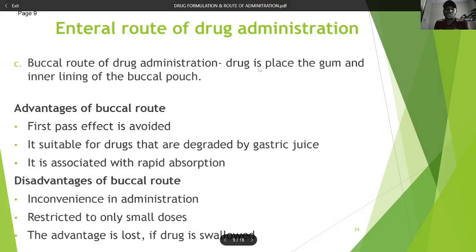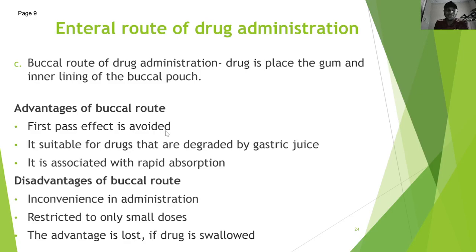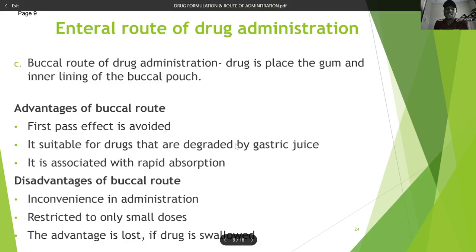Another route of drug administration is the buccal route: the drug is placed just beside the gum and the inner lining of the buccal pouch. Advantages of the buccal route: first pass effect is avoided, right? Because it goes directly into the bloodstream. It is suitable for drugs that are degraded by gastric juice.